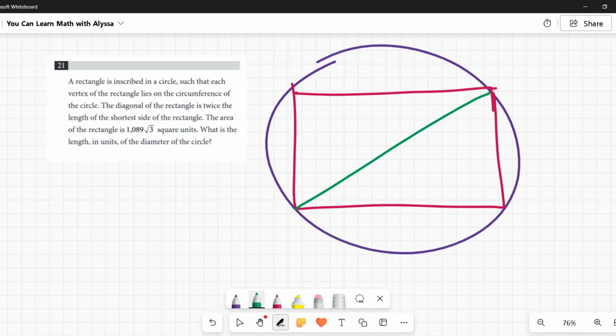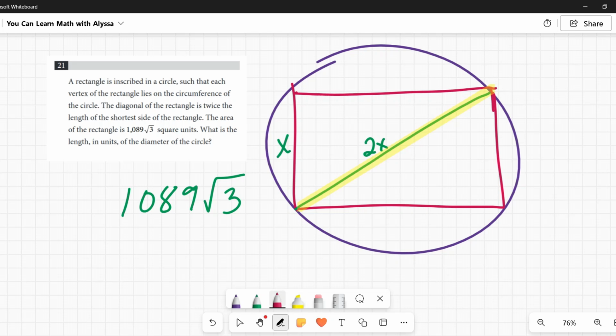So it's twice the shortest side, so I'm going to call that shortest side x, and it's twice that length, so it is 2x. The area of the rectangle is 1089 times the square root of 3 square units. What is the length of the diameter of the circle? Okay, so the diameter of the circle is going to be this 2x.